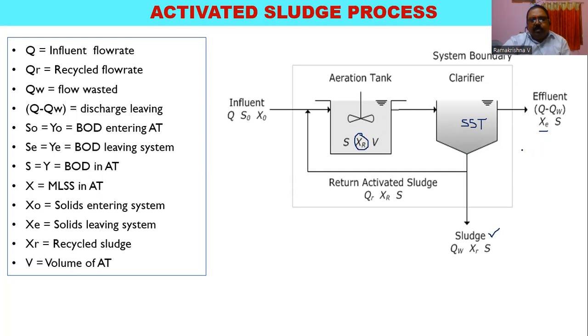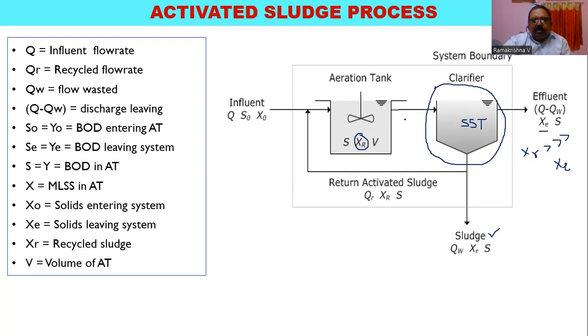Here what we are saying is that XR is very much greater than Xc. The Xc value is very small, around 20 to 30 milligrams per liter, whereas XR, the recycled sludge, is at a higher concentration, around 10 to 12,000 milligrams per liter. So the aeration tank and the secondary sedimentation tank together are considered a single system.